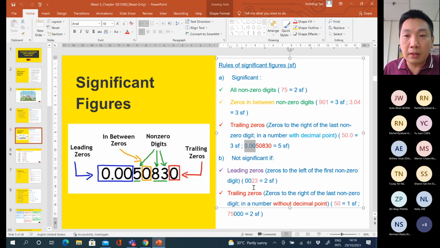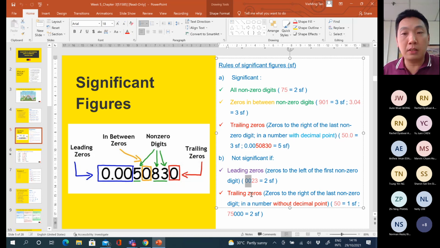Let us check one example. This is 0023. These 0s in front, on the left-hand side, there is no other number. So these 0s are considered as leading 0s and should not be included as significant figures. Only 2 and 3. So in short, this number consists of only 2 meaningful figures.